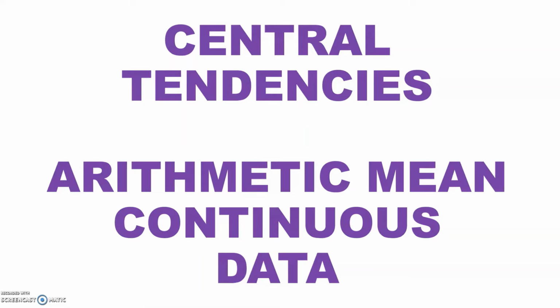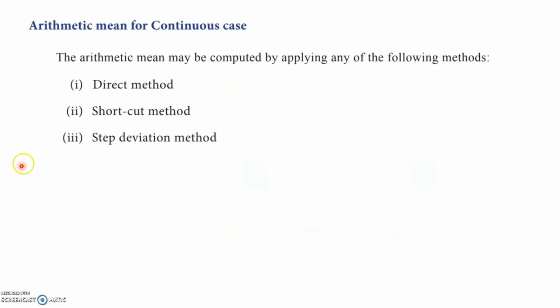In this video, we're going to look at central tendencies using arithmetic mean of continuous data. So let's consider arithmetic mean for the continuous case. There are three methods that we're going to look into in this video. The first is called the direct method. The second is called the shortcut method, and the third is called the step deviation method.